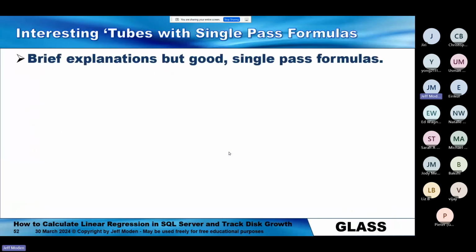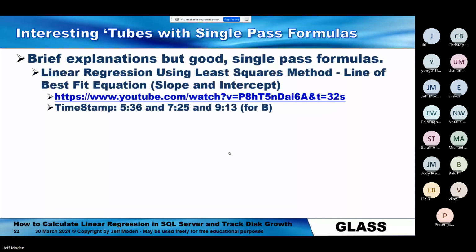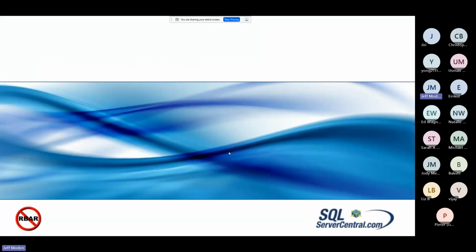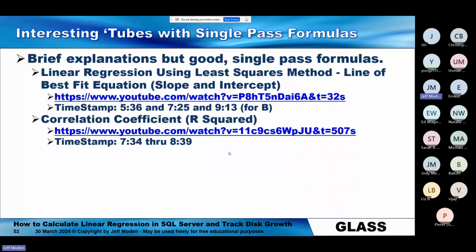And on that subject, there's some references for the multi-pass or the single pass. And this is also the guy that greatly simplified the equation for calculating B.